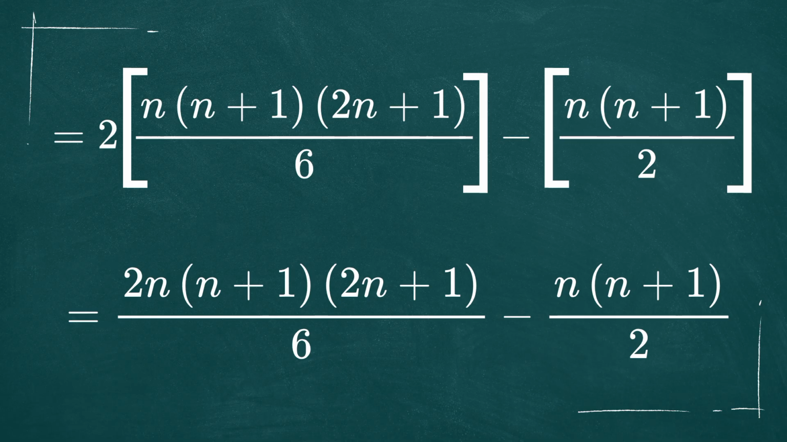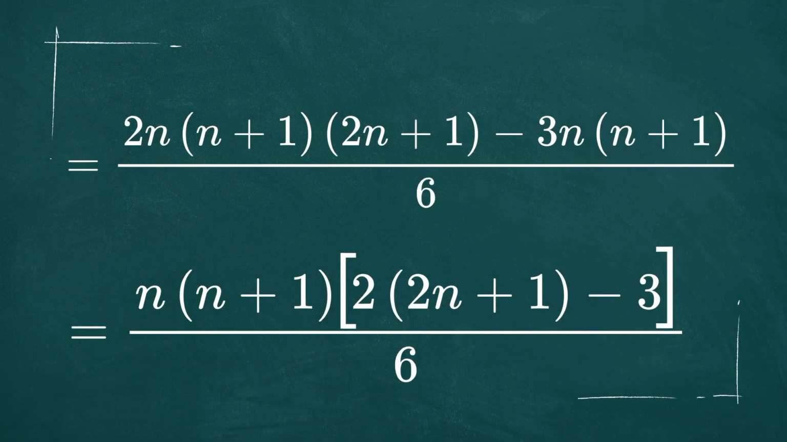We will substitute the formulas into our expression. So it will become 2 times n times (n plus 1) times (2n plus 1) all over 6 minus n times (n plus 1) all over 2. After that, we will multiply 2 to the first term and just copy the second term. And it will become 2n(n plus 1)(2n plus 1) all over 6 minus n(n plus 1) all over 2.